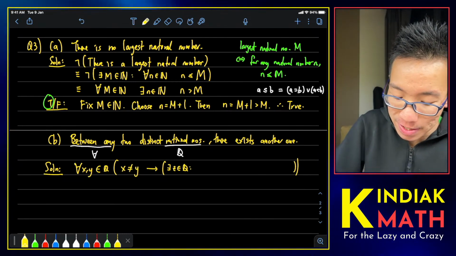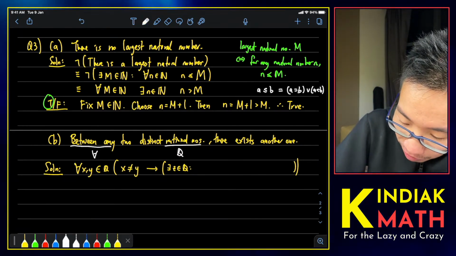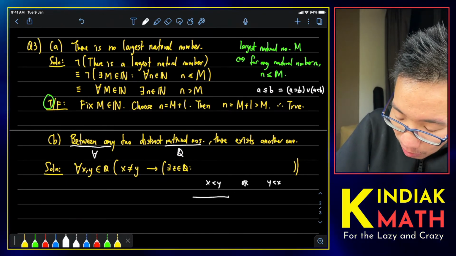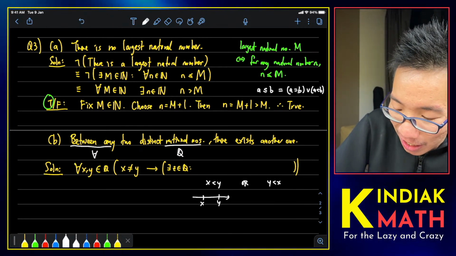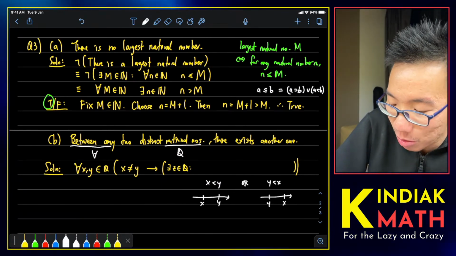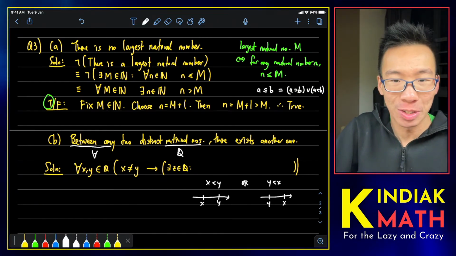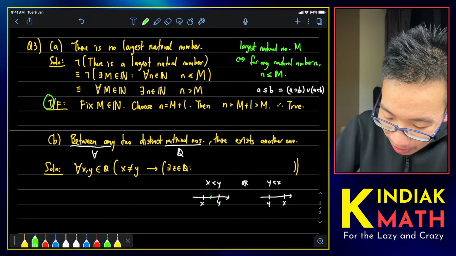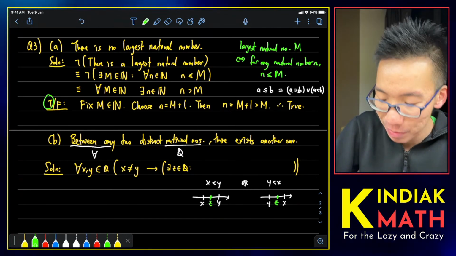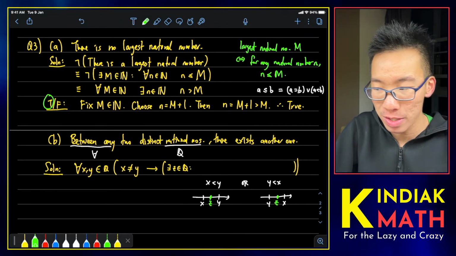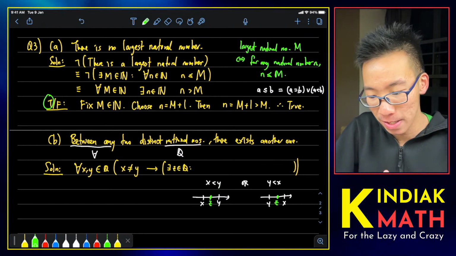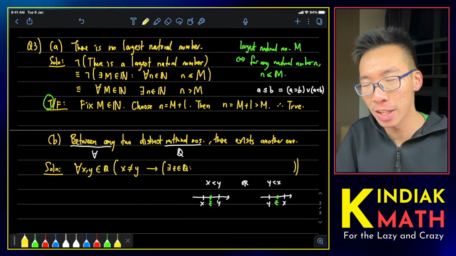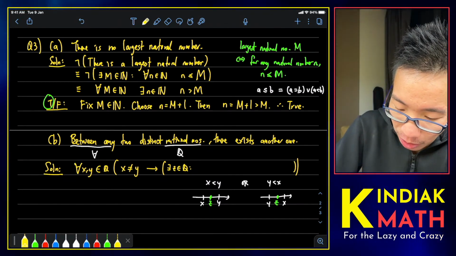Now, since x and y are distinct, we must have x being less than y, or y being less than x. And here's a brief picture. We'll definitely look at more of this in my future videos on analysis. So if you're looking forward to that, stay tuned. Then the idea is there should be some other guy z in between these two rational numbers. However, we do need to distinguish between the two cases because we don't know whether x is bigger than y or y is bigger than x. So we need to distinguish them.